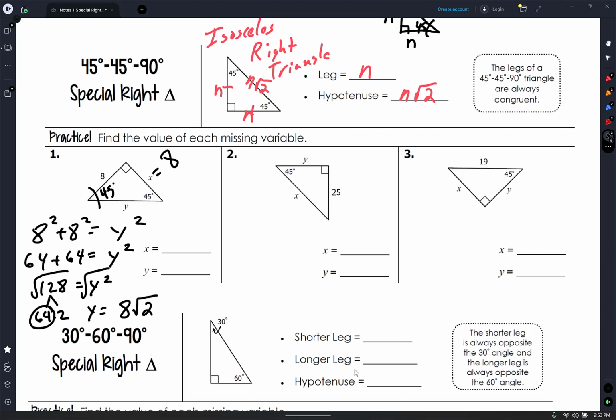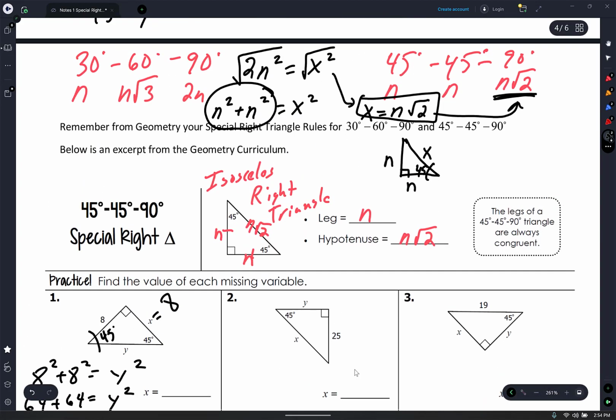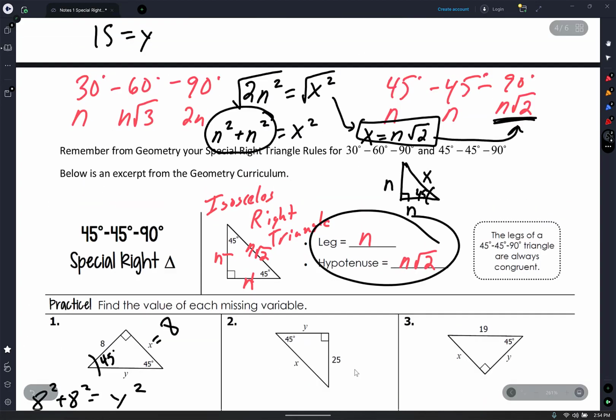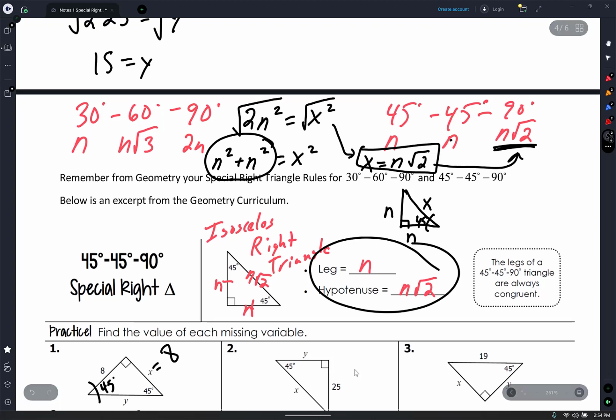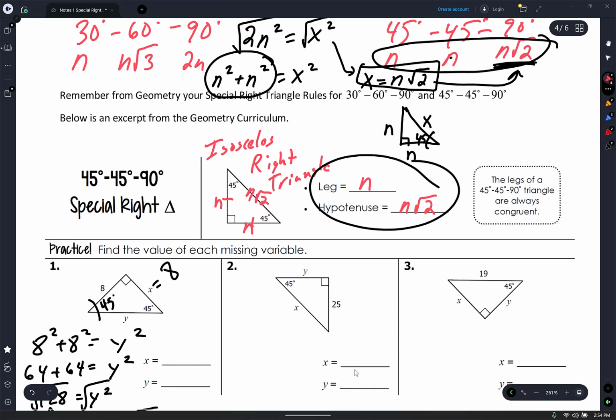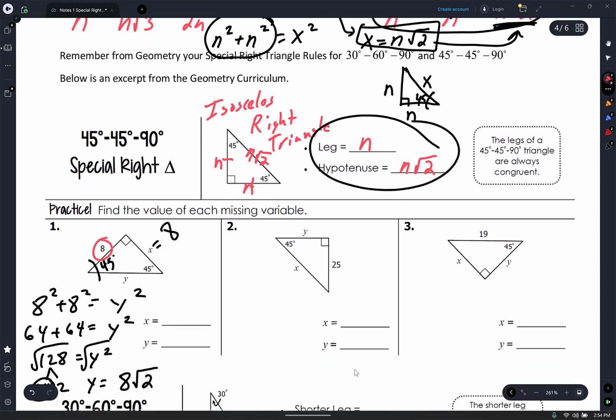So why would you want to do all this work over and over again when you can just memorize this property? This property up here, where are you, 45? n square root of 2. So if you just memorize that little thing, look how much simpler this is. If this is 8, it's a 45, 45, 90 triangle, then x has to be 8, and then your y, you just put a square root of 2 next to that 8. Isn't that way better? Yeah, okay, now you can write, guys.